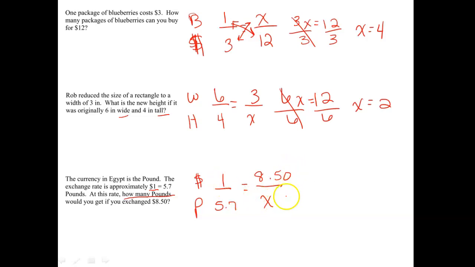You have 1 times x is x. I cross multiply it. And 5.7 times 8.5 is 48.45. So that should be your answer when you cross multiply. Again, you need to do that on your own. Use your calculator if you need to. All right.